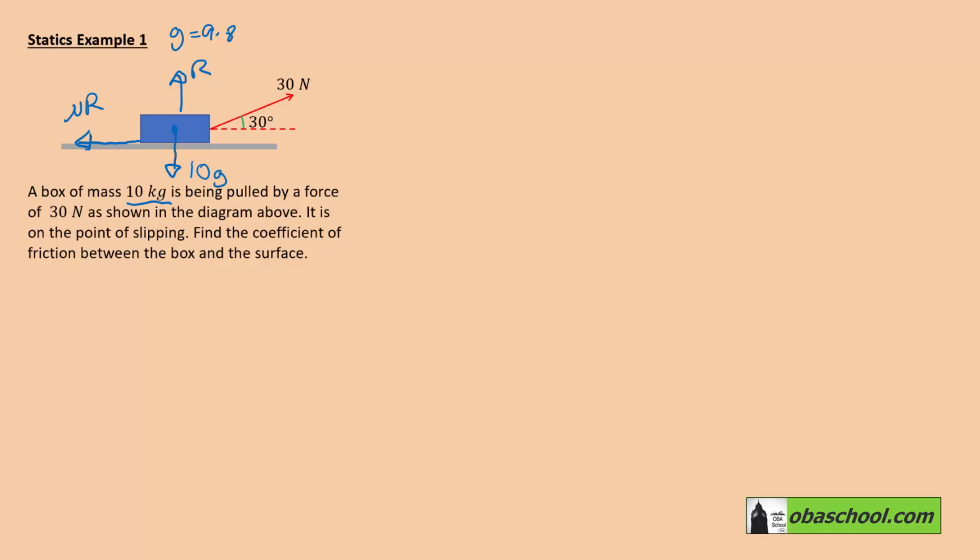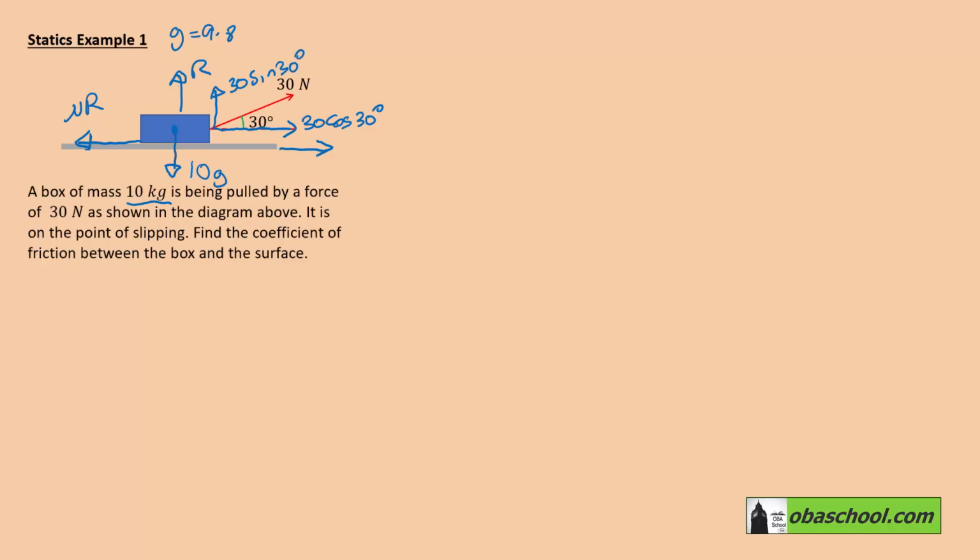Now if this thing's going to slip, it's going to slip in the direction shown there. So what I'm going to do is resolve that 30 newton force. This side is the adjacent, so that would be 30 cos 30. And that means that this one must be 30 sine 30.